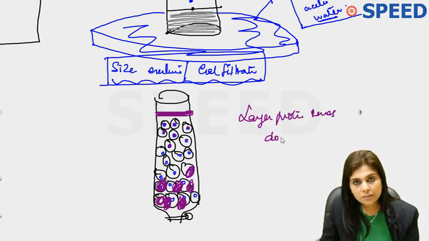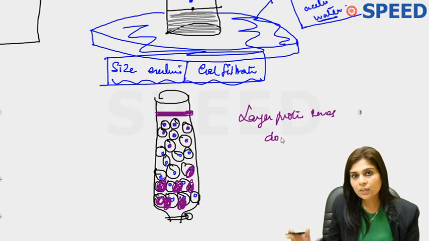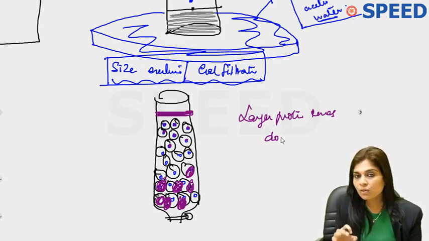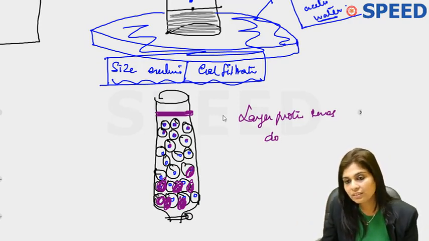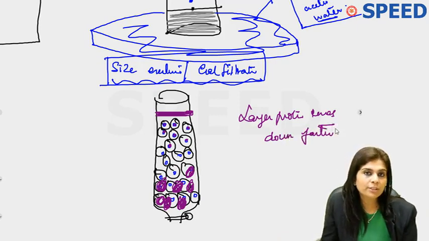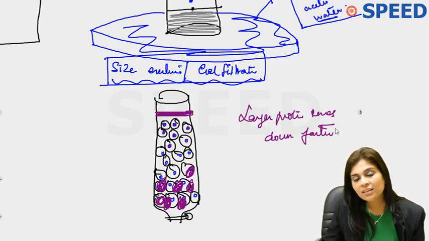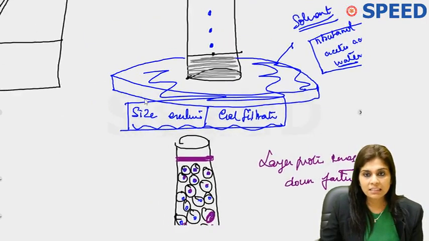Had I not told you the principle of size exclusion or gel filtration chromatography, had I just told you that this is a technique which separates proteins based on size, and asked you which protein comes down faster, you tend to answer smaller protein, right? But it's quite contrary to your expectation. Larger protein comes down faster in size exclusion or gel filtration chromatography. So if you are asked which technique separates proteins based on size, your answer should be size exclusion or gel filtration chromatography. Okay, so that's about a technique which separates proteins based on size.